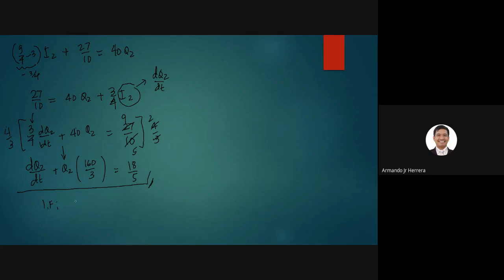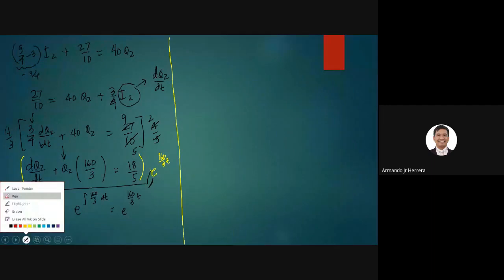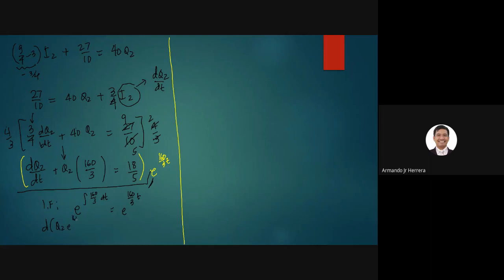So what's my IF? IF is e raised to integral of the coefficient of our dependent variable with respect to t, e to the 160/3 t. So such integrating factor again must be multiplied to our LDE, which is e raised to 160/3 t, to make our equation exact. So to make that exact, that's derivative of Q2 e to the 160/3 t equals 18 over 5 e to the 160/3 of t.